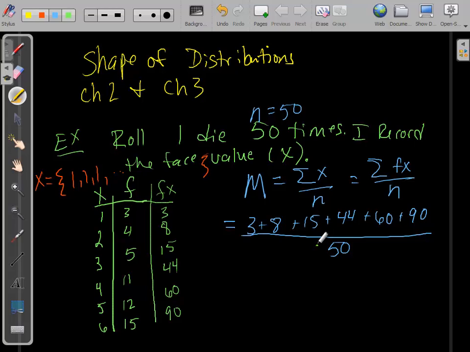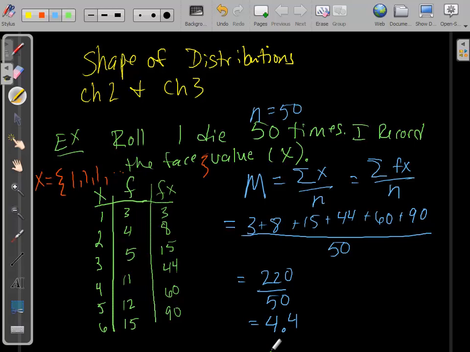So let's see, I should have added these up ahead of time, I know. So 90 and 60 is 150, 165, 169, 209, 212, 220. So this is 220 over 50, and we do some fun math and we find that our sample mean is 4.4. So the value of our mean is 4.4.